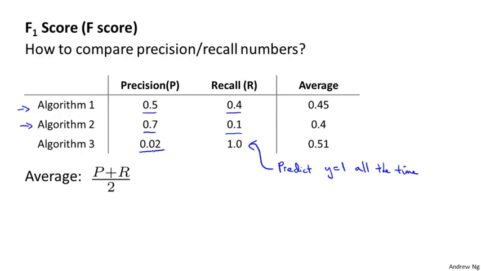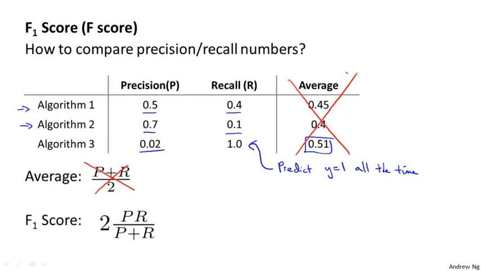And if you just take the average of P plus R over 2, well, in this example, the average is actually highest for algorithm 3, even though you can get that sort of performance by predicting y equals 1 all the time. And that's just not a very good classifier, right? If you predict y equals 1 all the time, it's just not a useful classifier if all it does is print out y equals 1. And so algorithm 1 or algorithm 2 would be more useful than algorithm 3. But in this example, algorithm 3 has a higher average value of precision and recall than algorithm 1 and 2. So we usually think of this average of precision and recall as not a particularly good way to evaluate our learning algorithm.